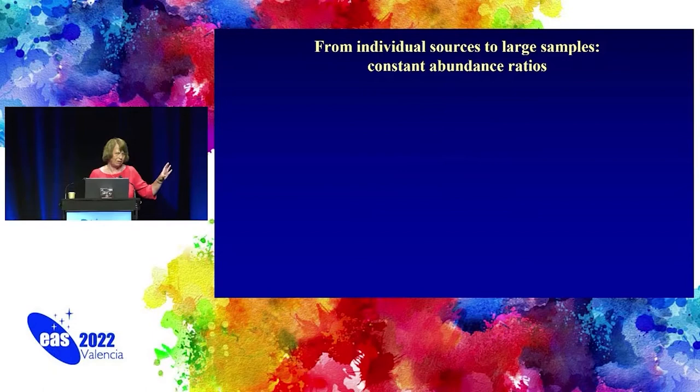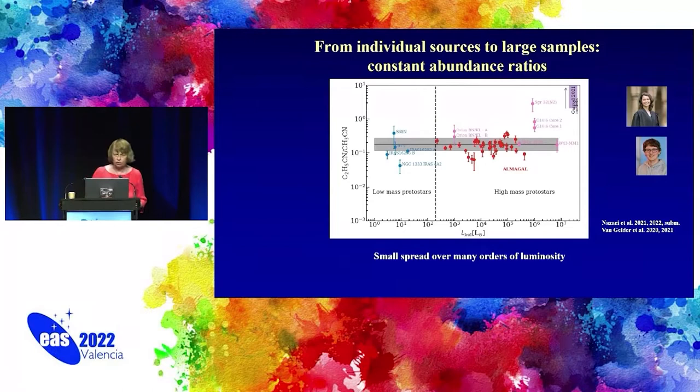Thanks to ALMA and its sensitivity, we can now actually go to large samples. And this is just one example. You can take any combination of molecules, but this is a good case that you see here of some cyanides, where we have not just results here for the low mass sources like IRAS 16293, but also for a whole series of high mass sources from the ALMA archive, the ALMA-CAL survey. And what you see is that in spite of the fact that we have, you know, seven orders of magnitude in luminosities, the abundance ratios are actually very similar.